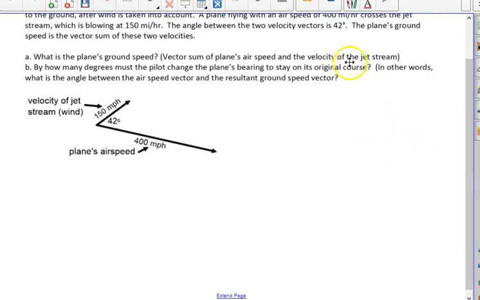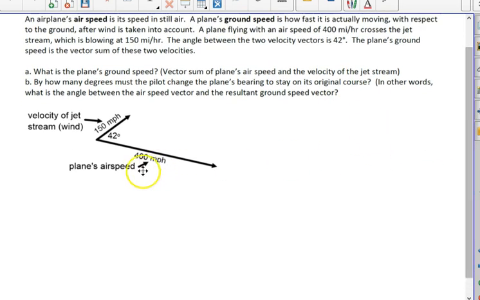So here we have a plane whose airspeed is 400 miles per hour. So that's how fast it would be going if there was no wind. There is a wind blowing at an angle of 42 degrees to the plane's path. That is, this is the jet stream, that is going at 150 miles per hour. So what would be the effect on the plane? What would be the plane's ground speed? In other words, the sum of the wind, the effect of the wind and the airspeed.